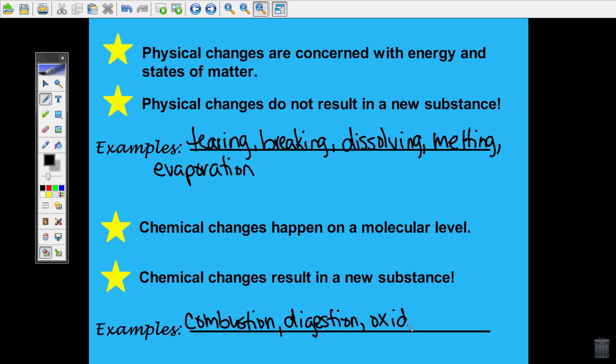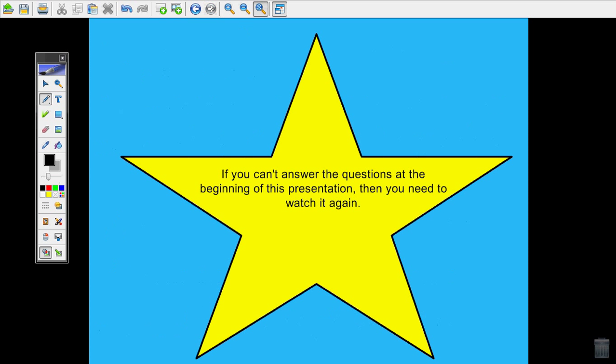Oxidation. This is when substances react with oxygen. So if iron reacts with oxygen, you get rust. What else? Anything that's going to change your substance is going to be a chemical change. So you just have to ask yourself, did I change something? All right, if you can't answer the questions at the beginning of this presentation, then you need to watch it again.